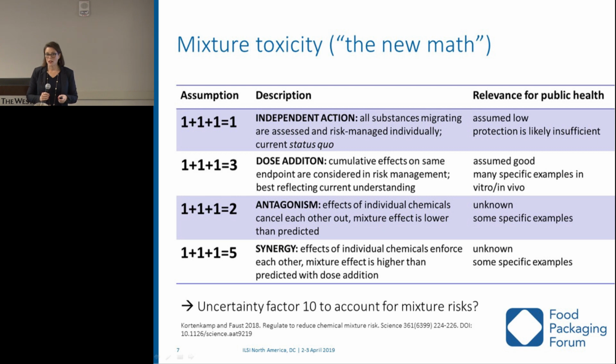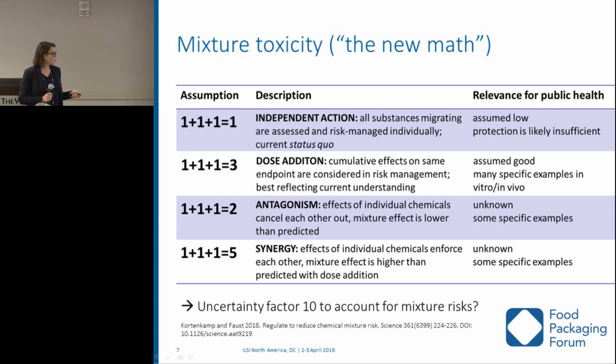The second challenge, mixture toxicity. It's been mentioned a few times already, or known at EPA as the new math. What does it mean? So what are we doing right now? We are taking one substance at a time, substance by substance by substance. We're setting the acceptable daily intake for each of the substances, and we're assuming that there's independent action. All these chemicals have no interference whatsoever with each other. And so regardless of how many chemicals we're exposed to, remember, potentially 100,000 from food contact articles, they all act independently. So that's the model of independent action.